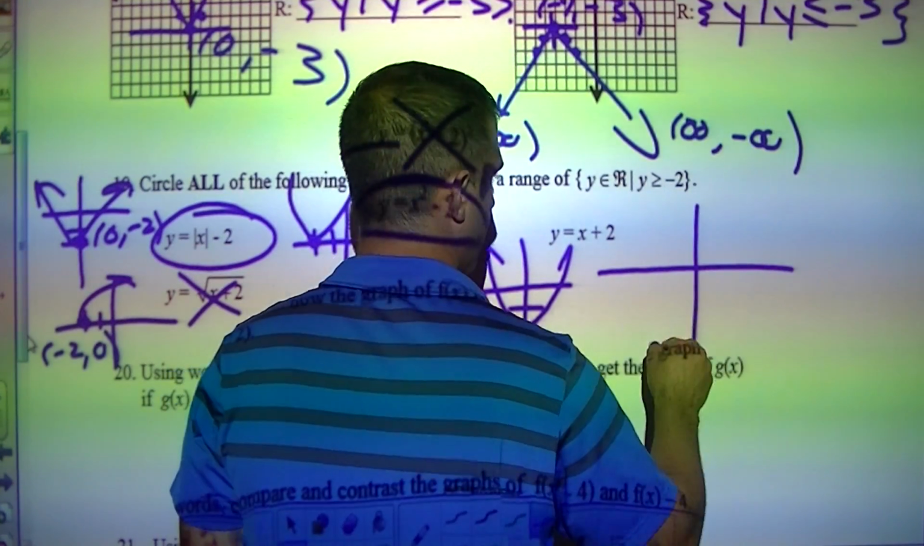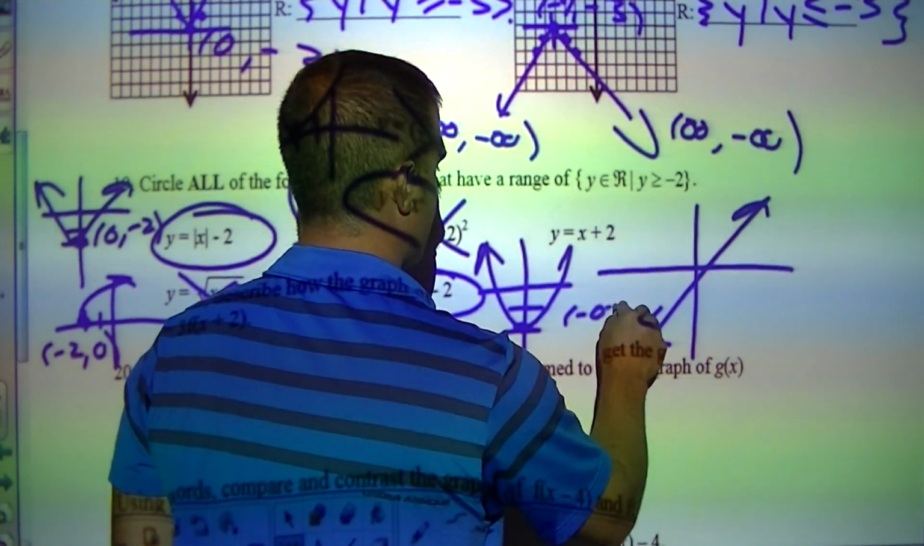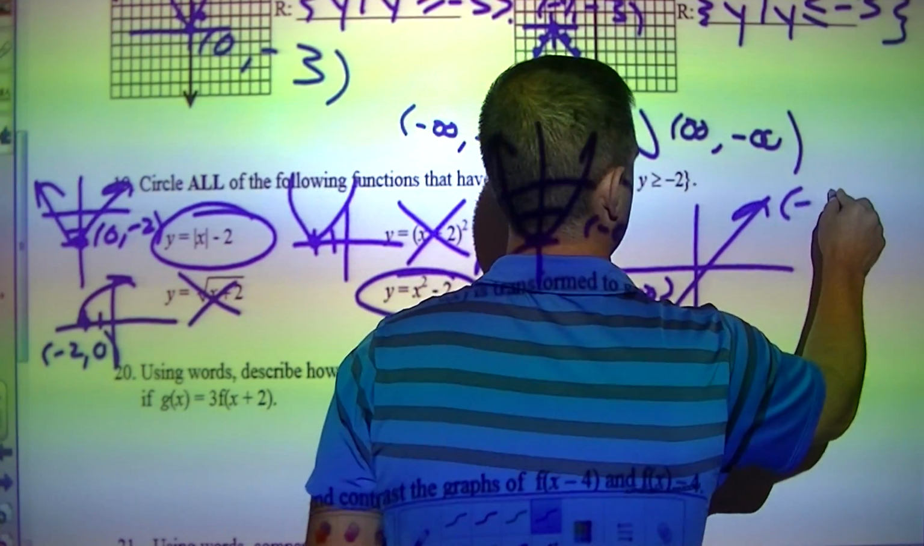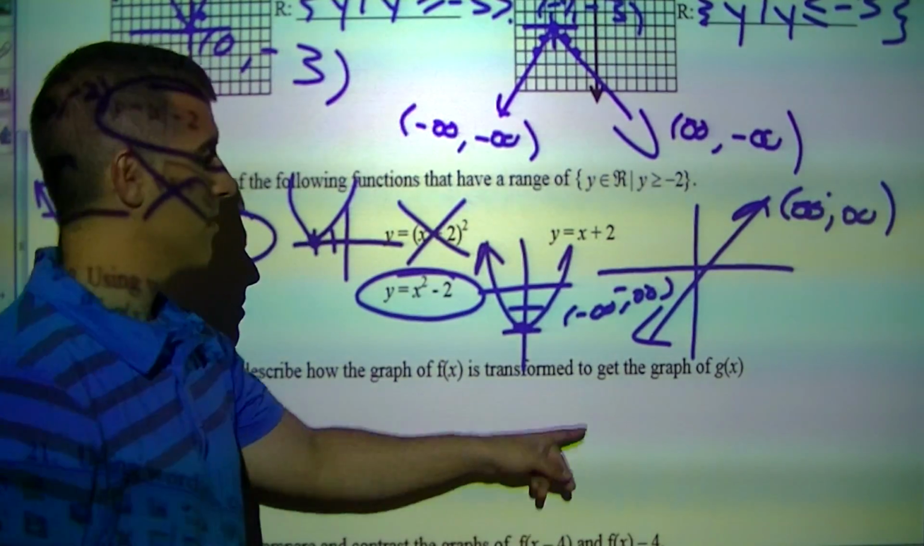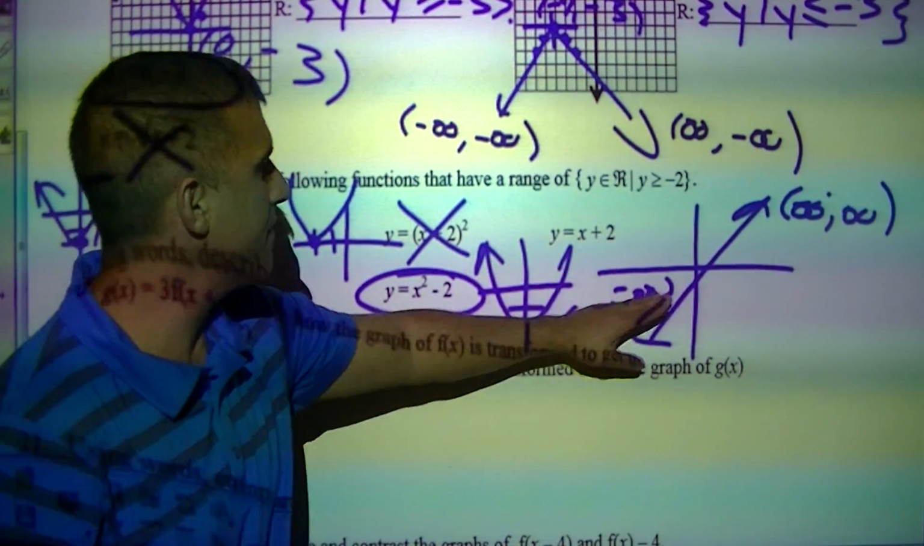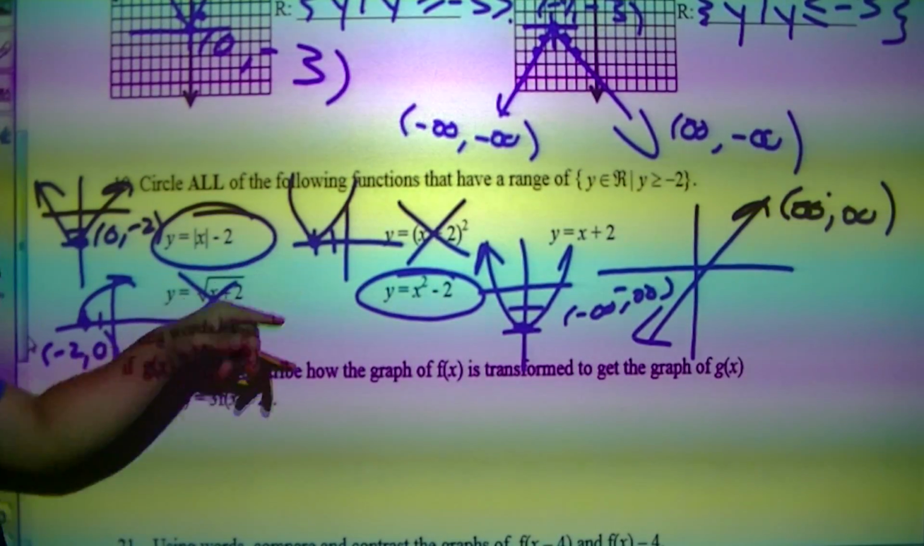Now this has a range of all real numbers, because if I label this, smallest x is negative infinity, biggest x is infinity. Both of those are infinity, so that's all reals. So those are the only two.